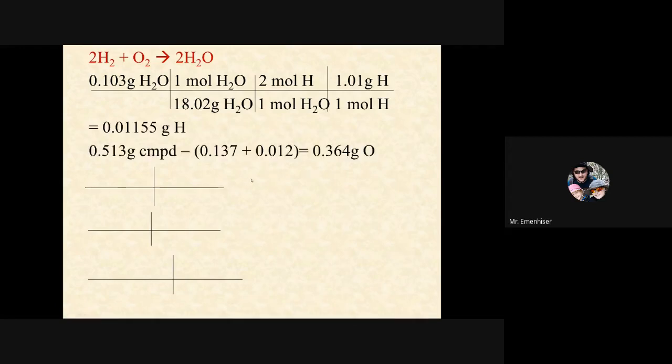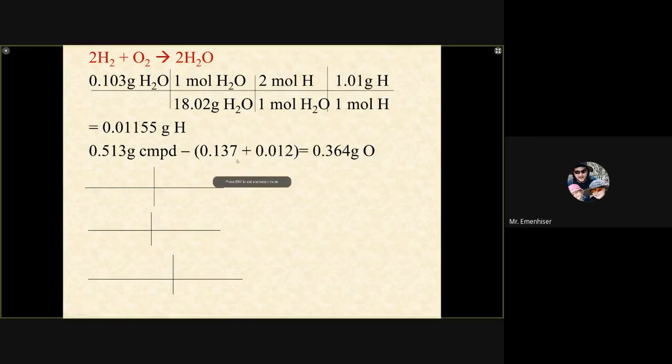So now we can figure out our oxygen. We know that there's 0.513 grams of the compound. We can subtract out the 0.137 grams of carbon. That was carbon, and then this is hydrogen. So we add those 2 up and take the original amount that we had, subtract the sum of those 2, and we get what's left. We get the oxygen because there's only 3 elements. All right, so we got 0.364 grams of oxygen. So now we're going to take the grams of carbon, grams of hydrogen, grams of oxygen, go to moles.